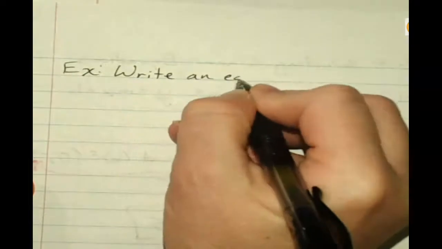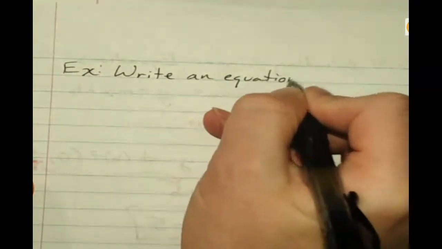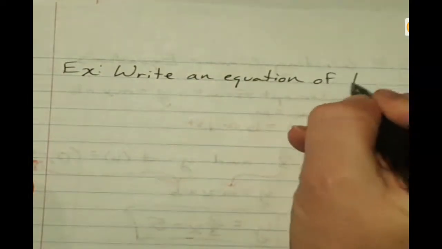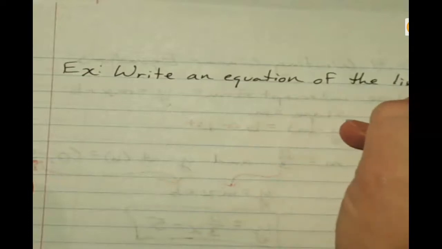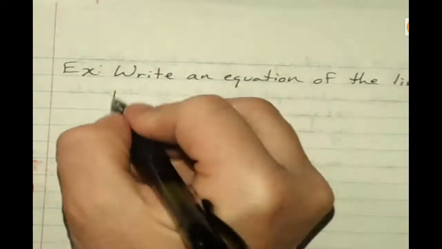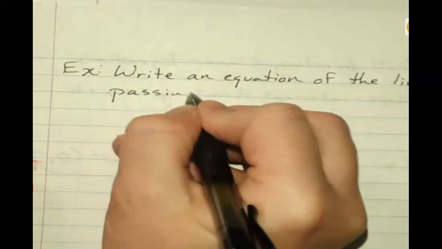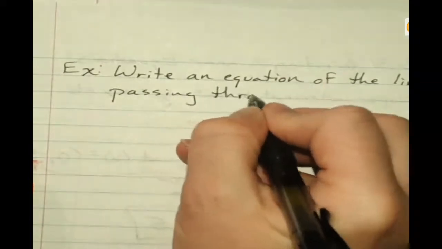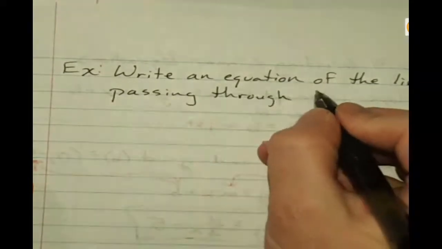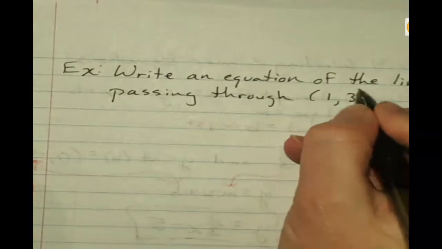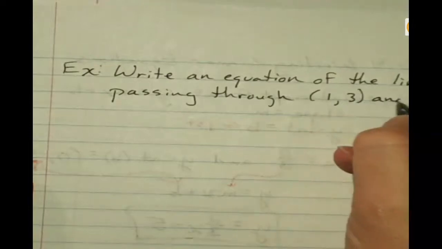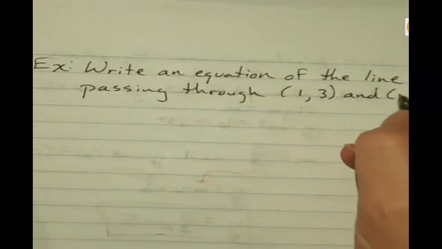Okay. Now, what if it says write an equation of the line passing through (1, 3) and (4, -2).